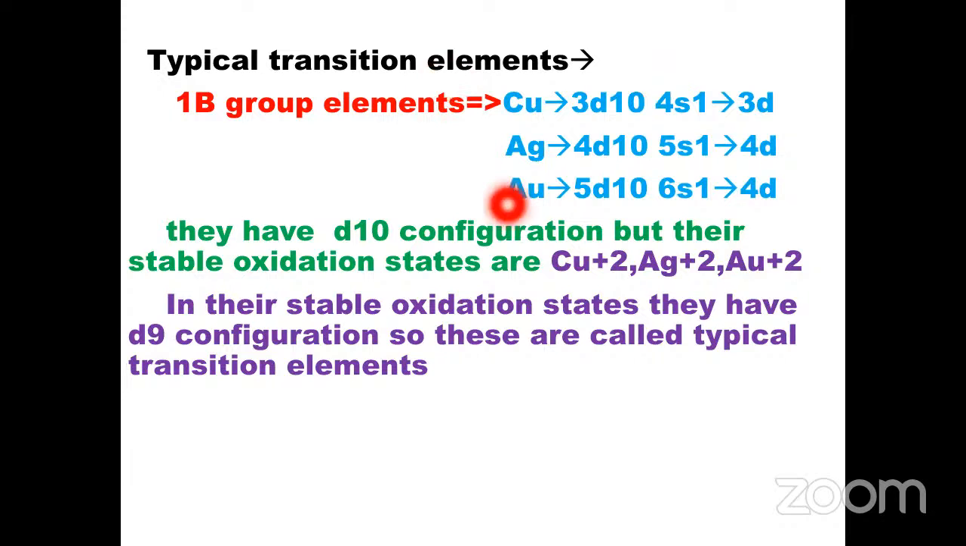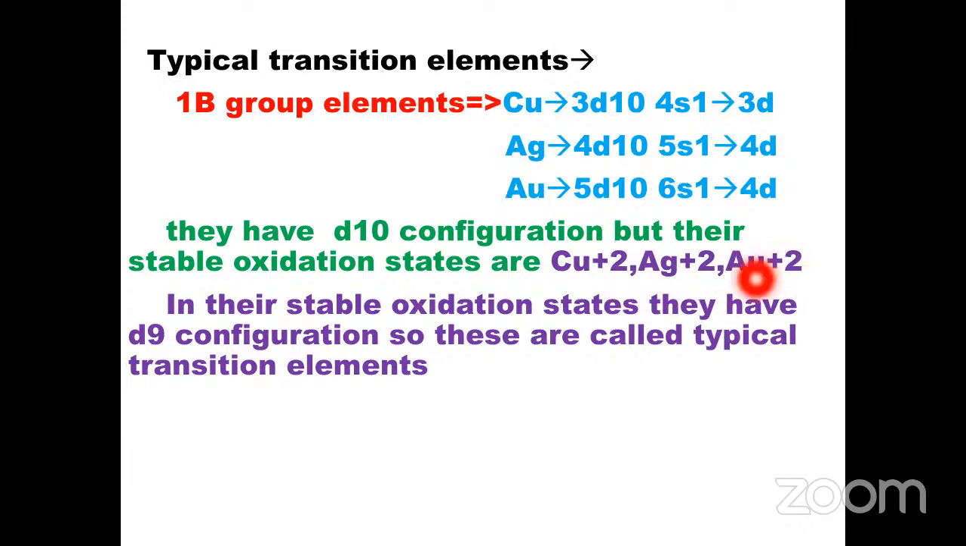They have d10 electronic configuration, but their stable oxidation states are these: Cu+2, Ag+2, and Au+.